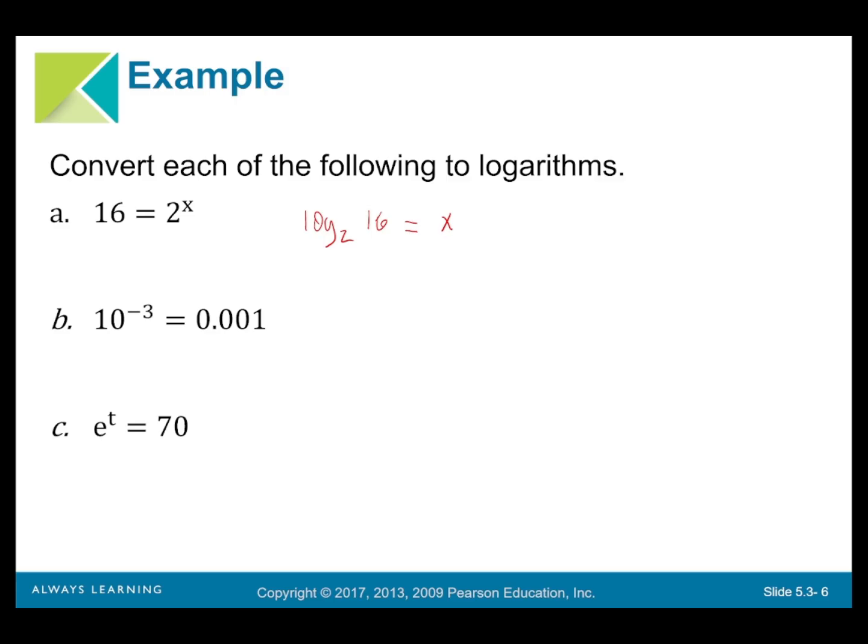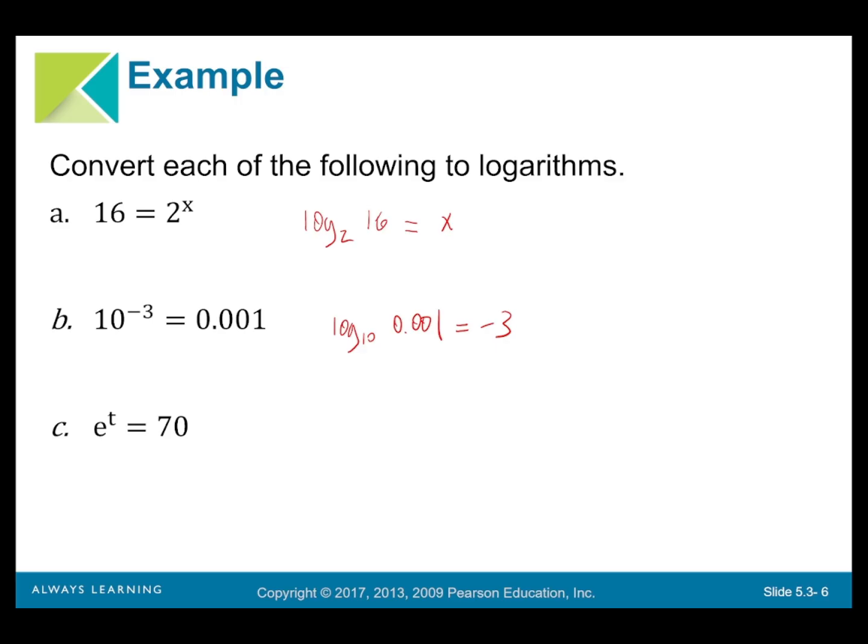Now we're looking at part B, where we have 10 to the minus 3. And with this one, we have our base is 10. And our exponent is minus 3. On the right-hand side of the equal sign, we have 0.001. So log base 10 of whatever is in my equals, 0.001, equals the exponent minus 3.